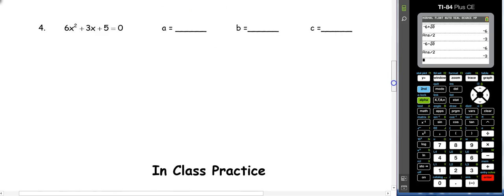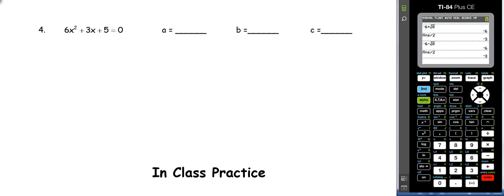Let's look at one more. So number 4, our a value is what's in front of the x squared, so 6. Our b value is what's in front of the x, which is 3. And our c value is the number that's by itself, which in this case is 5.